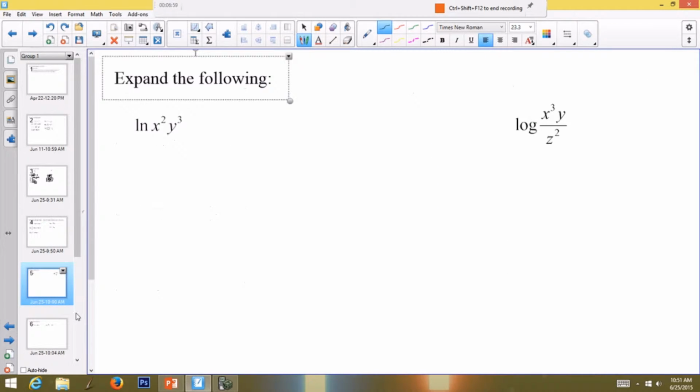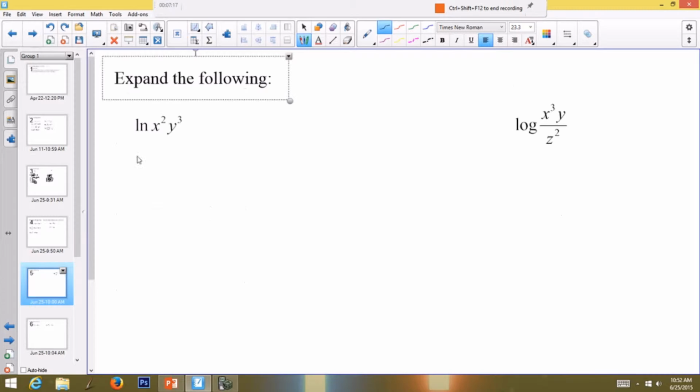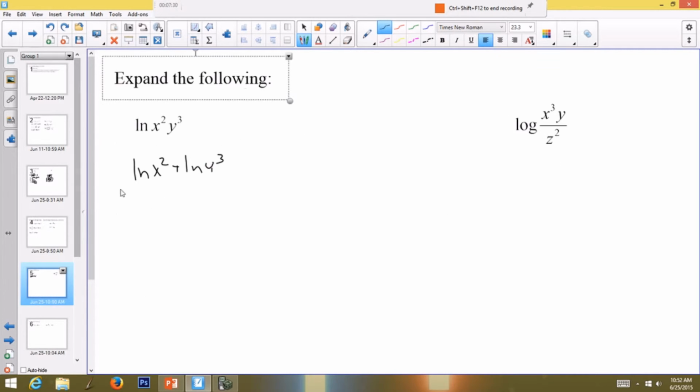All right, so let's look at this. We're going to expand the following. So here, if I look at this rule right here, if I have a multiplication of two expressions under a logarithm, I can expand that into a logarithm of the first expression plus the logarithm of the second. And so I'm going to do that right here, and I'm going to say that this is the ln of x squared plus the ln of y to the third. And I can further expand that by using this third property that allows me to bring the exponent down front and say that this is 2 ln x plus 3 ln y.